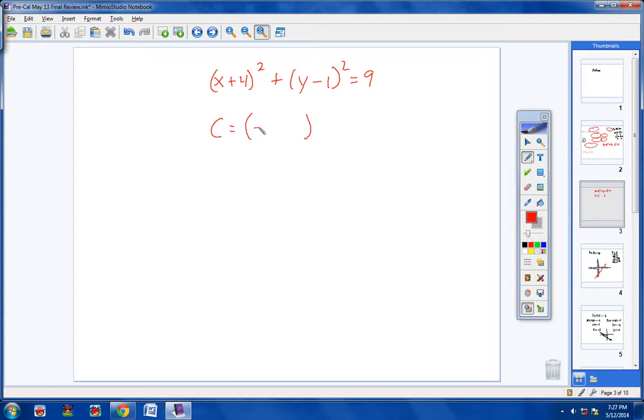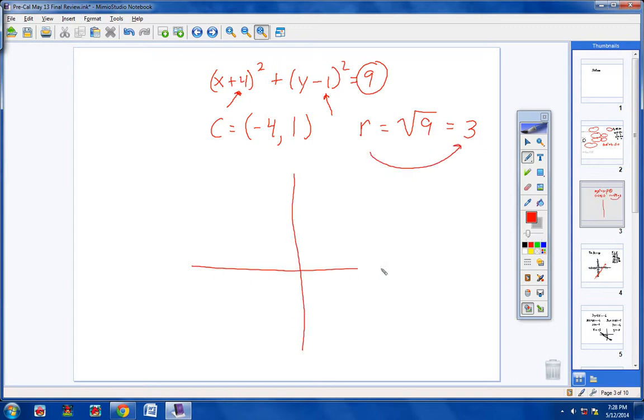So let's review how to find the center. The center for this circle would be -4, +1. You change the sign of your x number in the x parentheses and change the sign of the number in the y parentheses. Now, in order to find the radius, you always take this number over here and you always take the square root of it. So sometimes you'll get out a decimal, sometimes you'll get out a whole number. The square root of 9, of course, is 3. So in this case, we have a whole number. Okay, so let's go ahead and graph our circle.